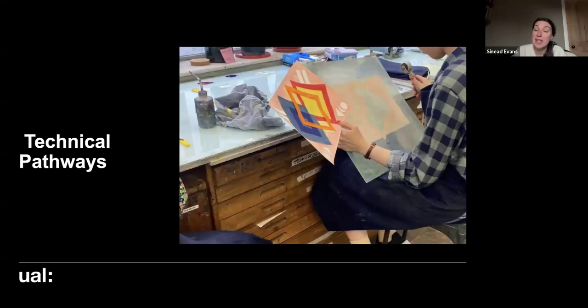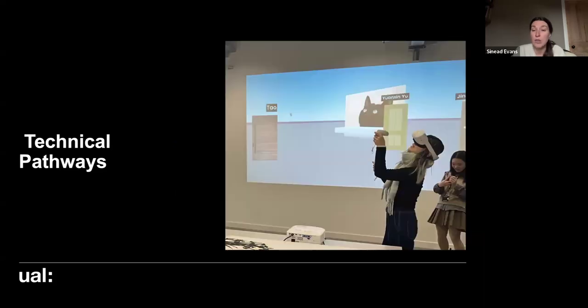A few images from our technical pathways, where students choose from one of four pathways: one that focuses on reproduction and print, one that focuses on transformation and object making and ceramic processes, another pathway that focuses on emerging technologies and immersive spaces, and one that focuses on motion and sequence and working with animation processes.